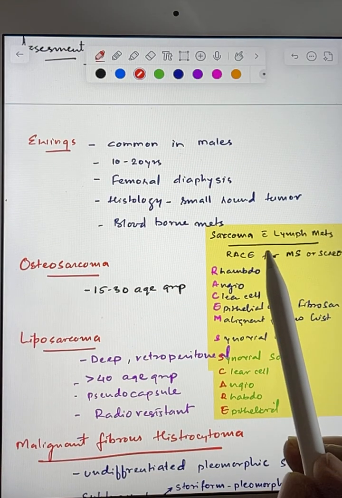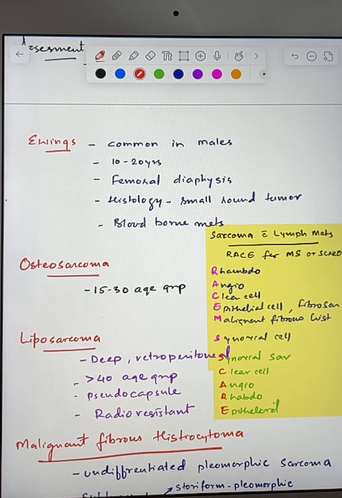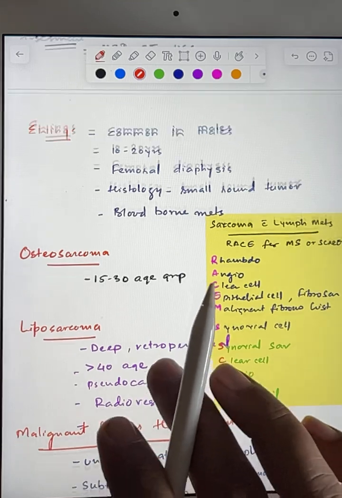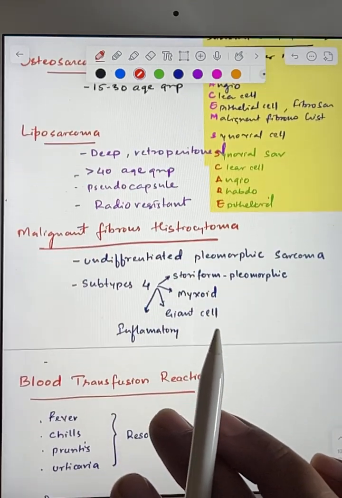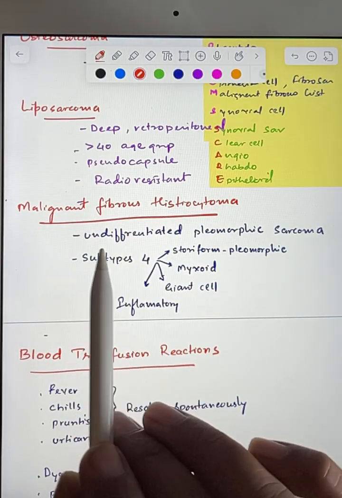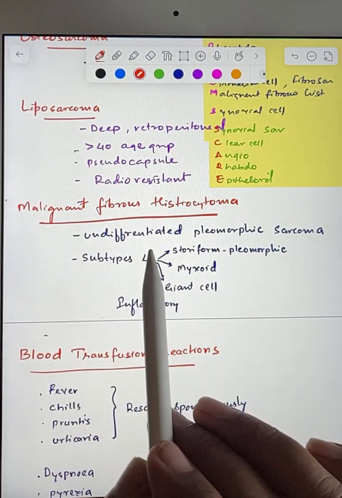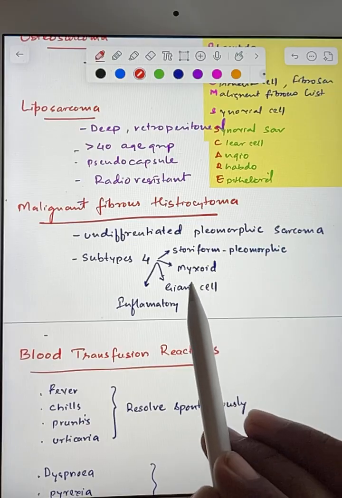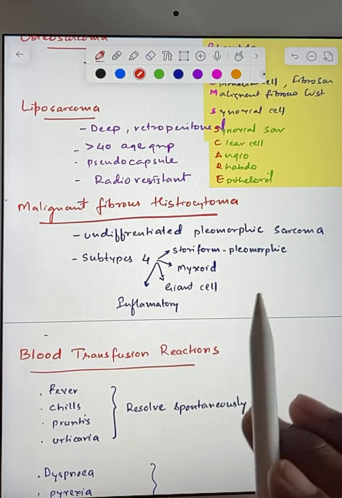So, sarcomas with lymph node metastasis. Now, which are the sarcomas that cause lymph node metastasis? Remember RAMS or SCARE: rhabdomyosarcoma, angiosarcoma, clear cell sarcoma, epithelioid sarcoma, malignant fibrous histiocytoma, synovial cell sarcoma. Osteosarcoma, liposarcoma, retroperitoneal. Most of the retroperitoneal tumors are liposarcoma, malignant fibrous histiocytoma, undifferentiated; four types: storiform, myxoid, giant cell, inflammatory.